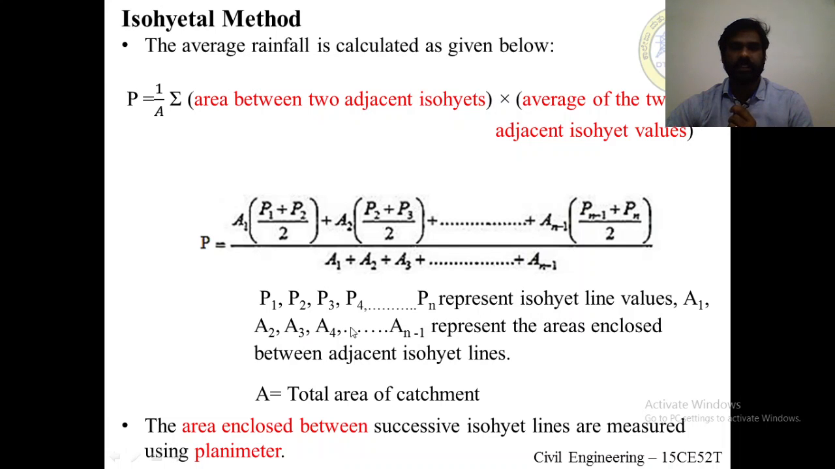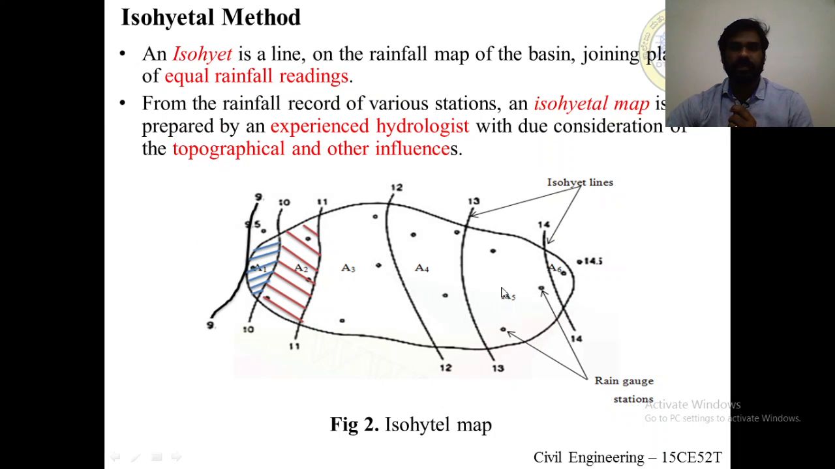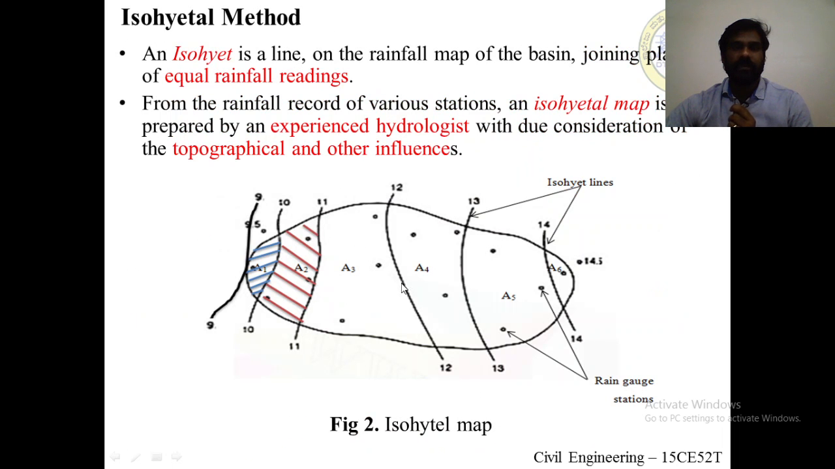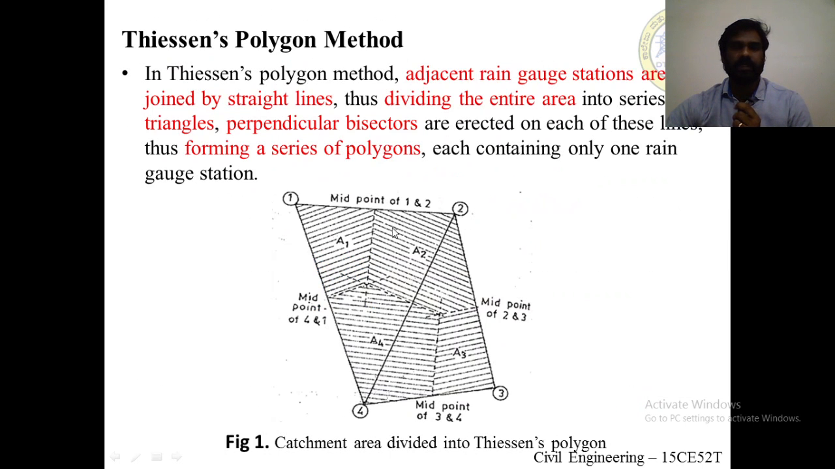A1, A2, A3 are the different areas between the isohyet lines. If we add all these, we will get the total catchment area. And the area enclosed between successive isohyet lines is measured using a planimeter. There is an equipment called planimeter. Using that equipment, we can directly measure the area of this portion on the map. Similarly, we have to measure in Thiessen's polygon method also using a planimeter. The polygon area will be measured using a planimeter on the map directly.